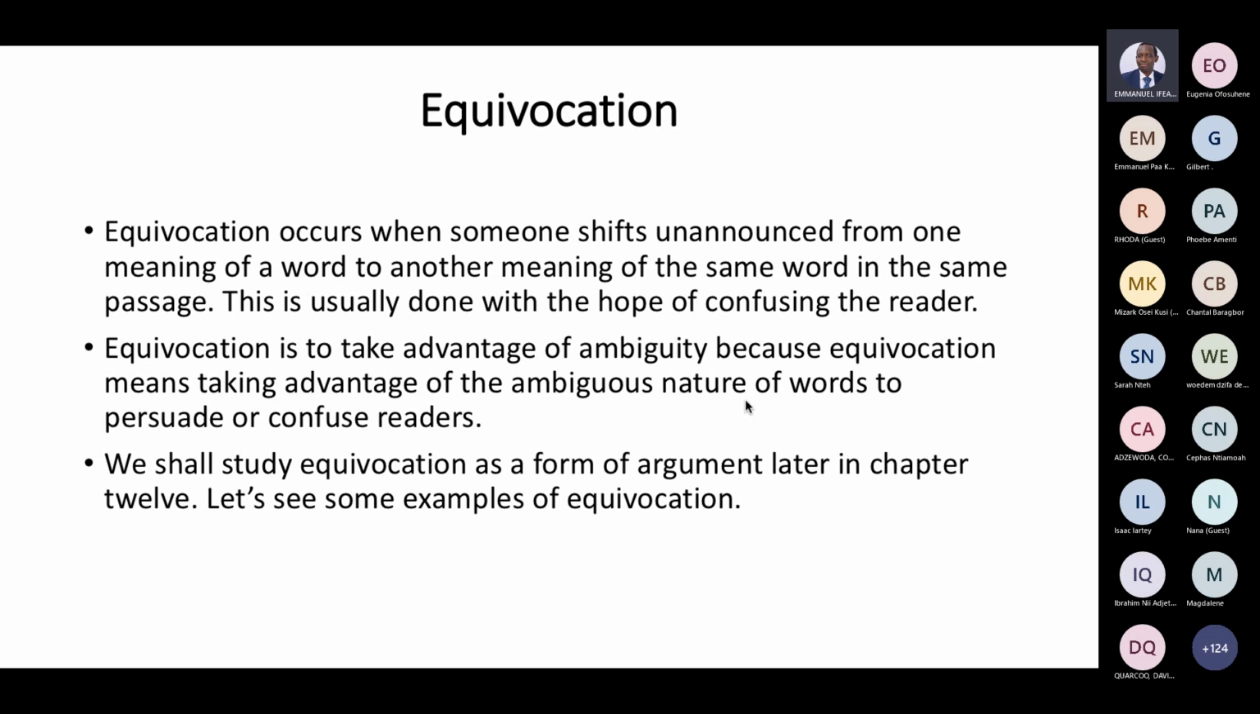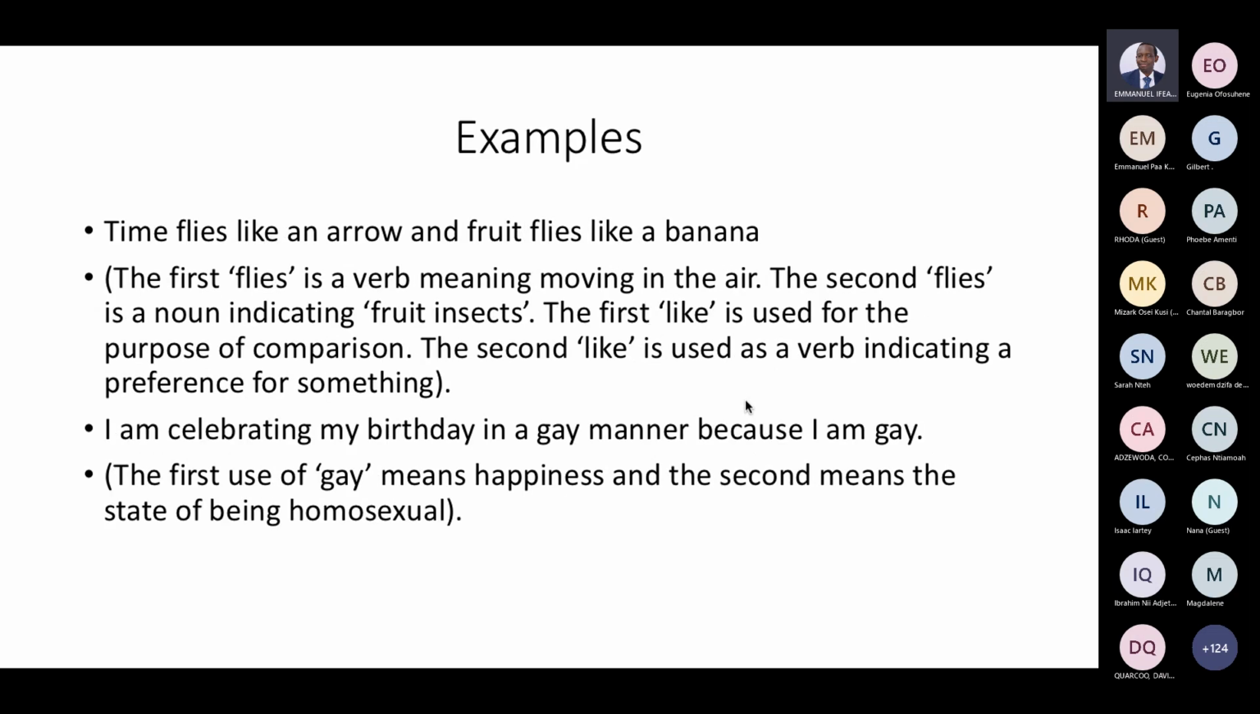Right now we'll look at examples of non-argumentative equivocation. And then in our last week, when we're looking at informal fallacies, we'll see examples of argumentative equivocation. So we have non-argumentative and then we have argumentative equivocation. Now let's look at the non-argumentative ones. Examples. Time flies like an arrow and fruit flies like a banana.